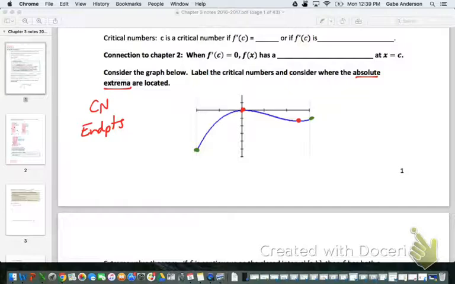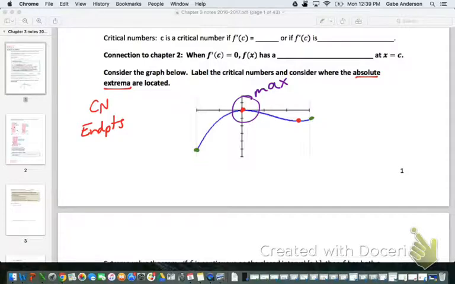So where's the highest? Where's the absolute highest point? Well, I think we can tell pretty quickly. We're just looking at where the highest y value is. I would say that the highest y value would be right there. That would represent the max. I don't see any other point on that graph, on that interval, that is a higher y value.